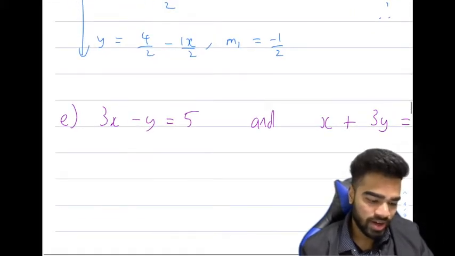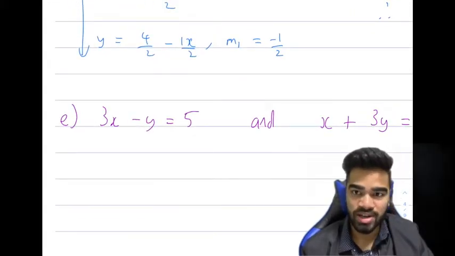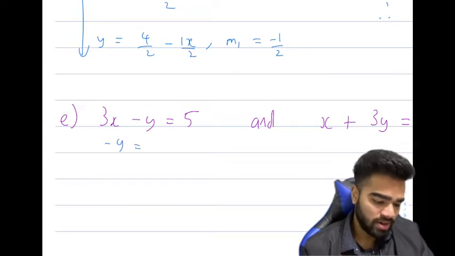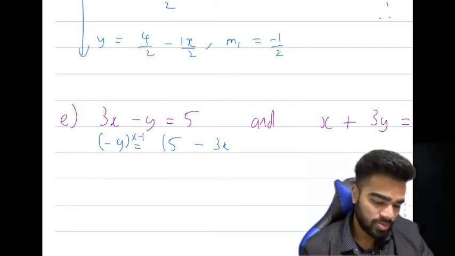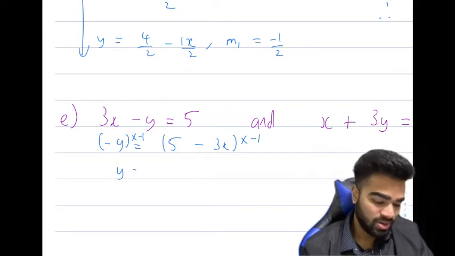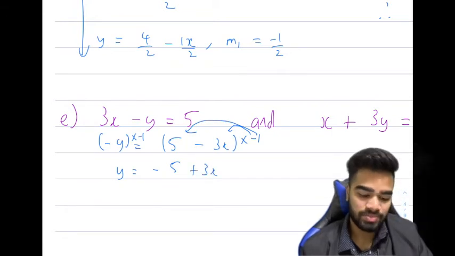Alright, so again, to find gradient, you need to make y the subject, so you can have y equals mx plus c. So I have negative y is equal to 5 minus 3x. And remember, we talked about how to take negative to the other side. Take the left side, multiply by negative 1. Take the right side, multiply by negative 1. Negative y times negative 1 is y. And then expand the brackets. So you have negative 5 is equal to plus 3x on the right side.